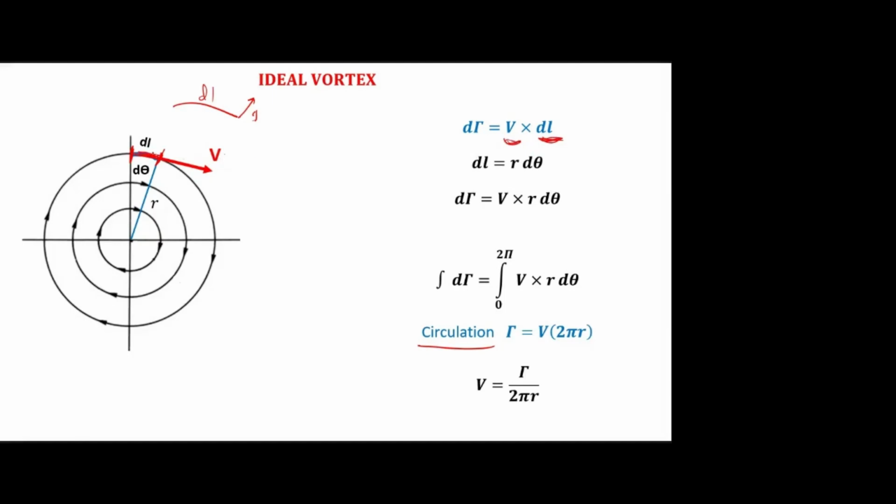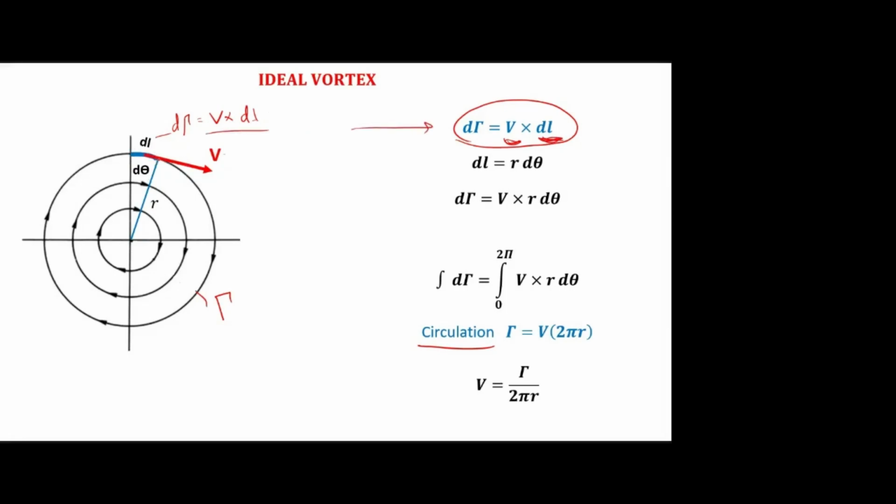For this small arc, the strength I'm taking as d gamma. The strength is volume flow rate, v into dl. Is that clear? For the complete vortex, the strength is capital gamma. I have taken one small distance dl, where the strength is d gamma, that is the volume flow rate, velocity into area, dl into 1. It is simply v into dl. That's what I have written here.